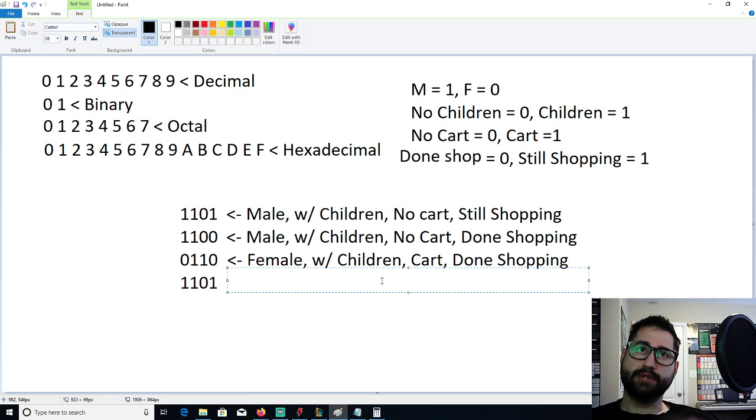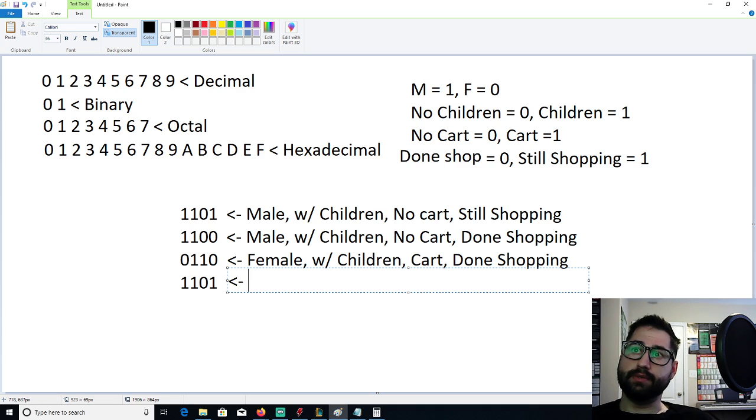So let's do this last one together. And then I might pull up a packet that came in, and we can look at it and see what's going on with it. But let's finish this one, right?